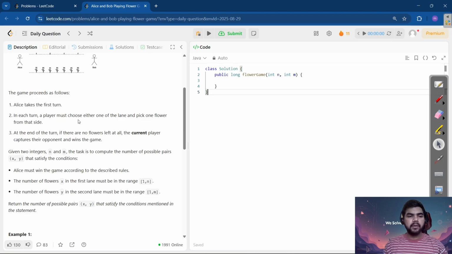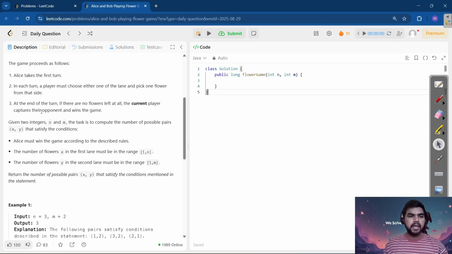In each turn, a player must choose either one of the lanes and pick one flower. At the end of the turn, if there are no flowers left at all, the current player captures the opponent and wins the game. Okay.